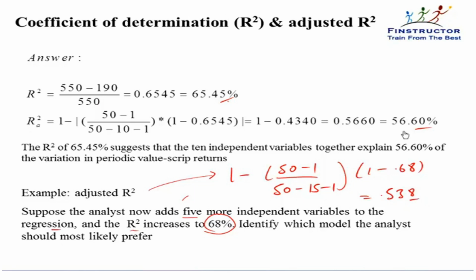The adjusted R square earlier was 0.566. So the adjusted R square actually has gone down. Hence, the new model actually reduces the explanatory power of the regression. So adding these 5 more independent variables does not add much value. The earlier model had better predicting power. We should use the earlier model.